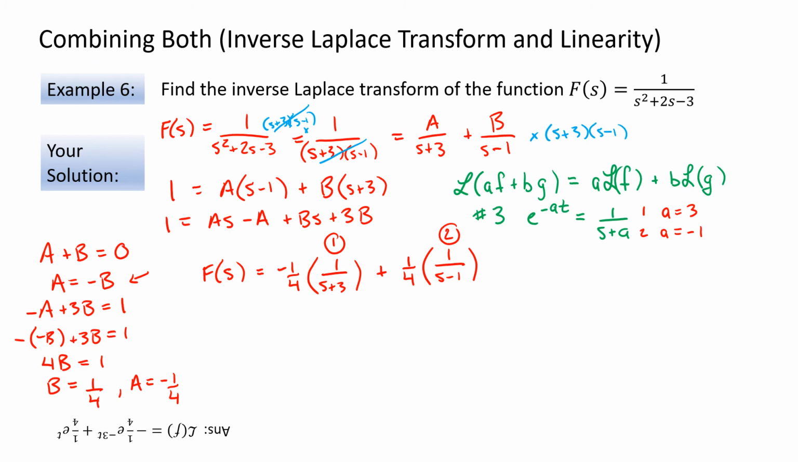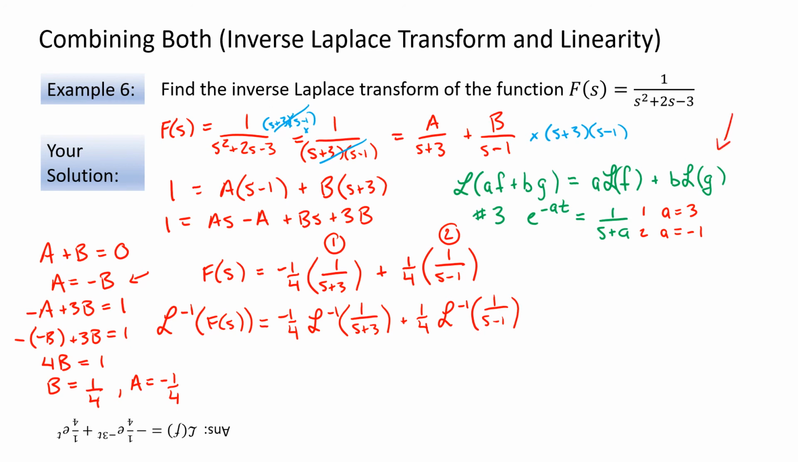So knowing that it fits into those forms, we can find the inverse Laplace transform of the entire function by taking our constants, negative 1/4, times the inverse Laplace transform of 1/s plus 3, plus 1/4 times the inverse Laplace transform of 1/s minus 1. So this linearity property works both for finding the Laplace transform and for finding the inverse Laplace transform, just like when we talk about derivatives and integrals. Okay, it works going both ways.